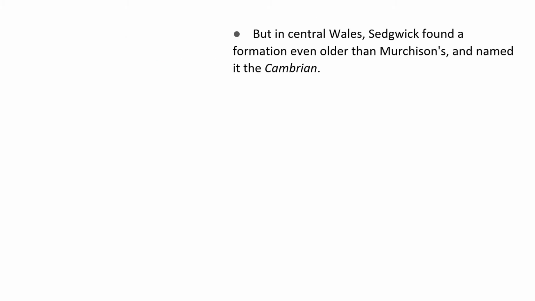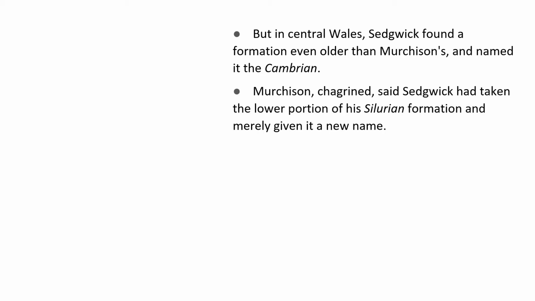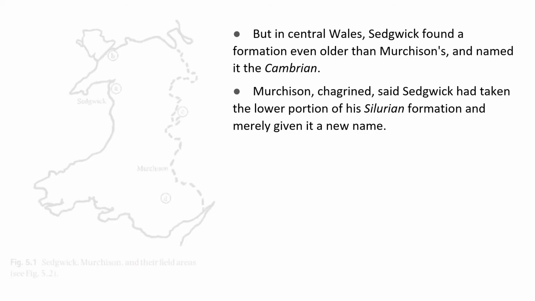Everything seems fine. However, in central Wales, Sedgwick found a formation that was even older than Murchison's, older than his Silurian unit, and he named it the Cambrian, after Cambria. Murchison was bothered by this because he felt that what Sedgwick had done was just take the lowermost portion of his Silurian formation and give it a new name, kind of trying to steal his thunder. And they just went back and forth from there.